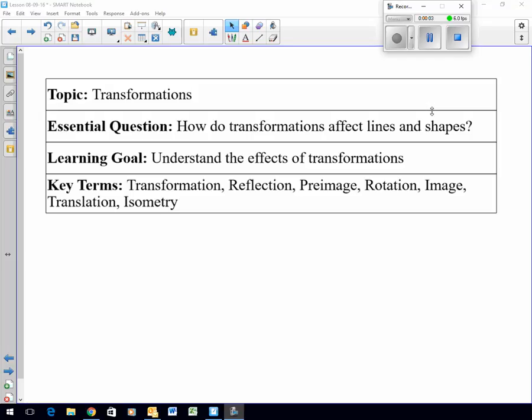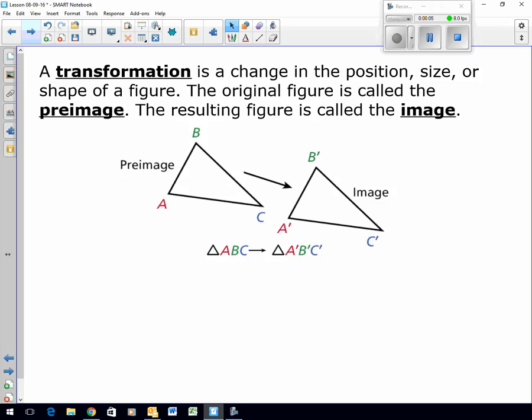Let's see here. Transformations is what we're talking about today. What is transformation? Transformation is a change in the position, size, or shape of a figure. The original figure is called a pre-image, and the resulting figure is called the image.